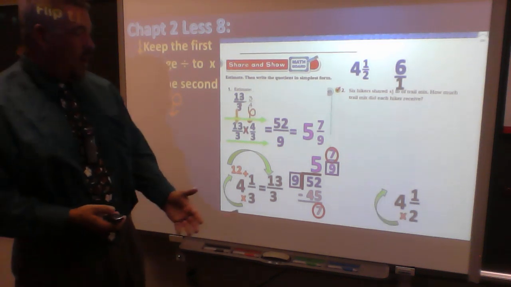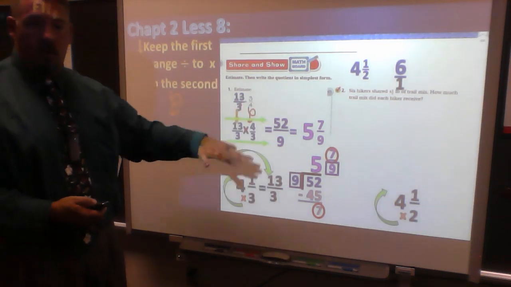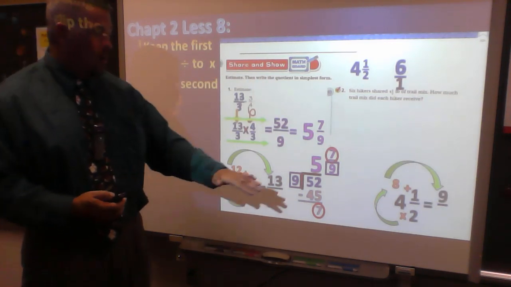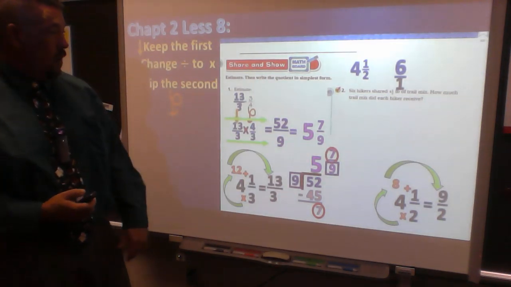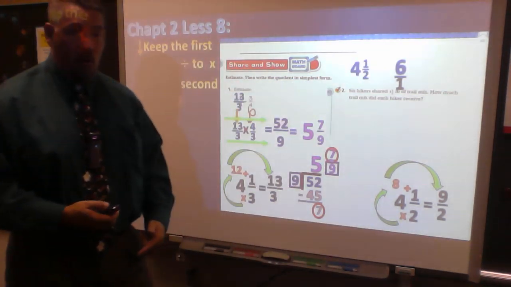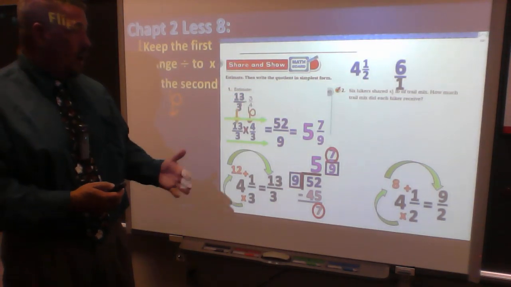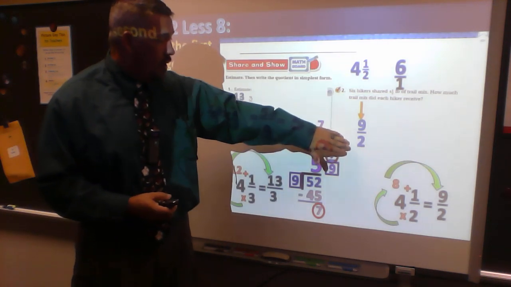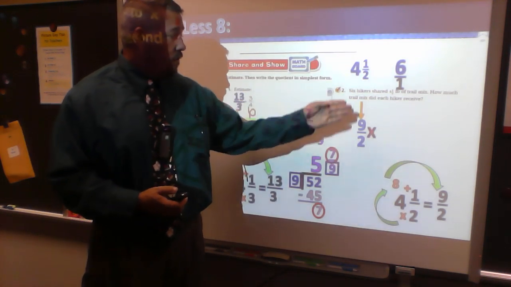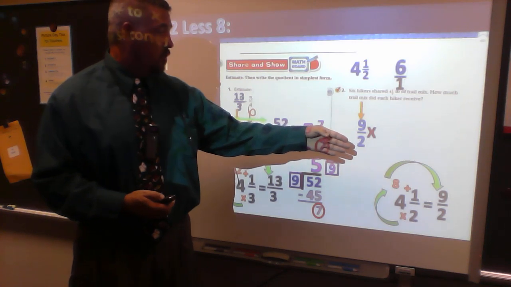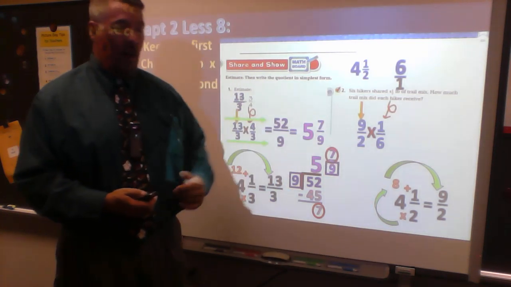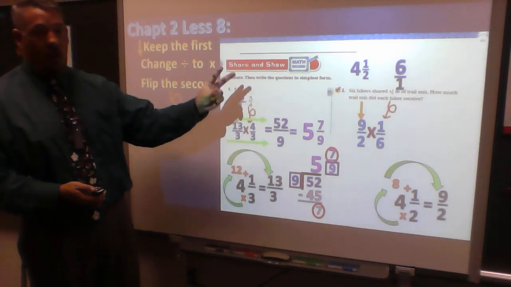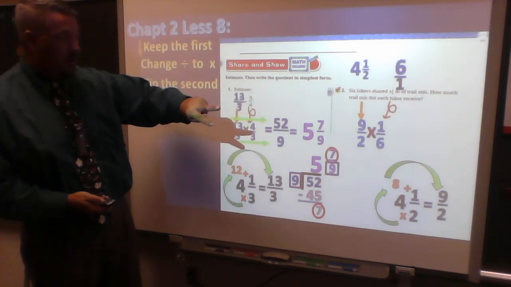So I take my 4.5, I multiply and add. 2 times 4 is 8 plus 1 is 9, and I keep my denominator of 2. We put 6 over 1, so I know that that's my fraction and I can use that. So I have my 9 over 2, so I know I have to keep my first one. I know I have to change division into multiplication, and I have to flip my second fraction. So my 6 over 1, my 6 whole people, becomes a reciprocal of 1/6.